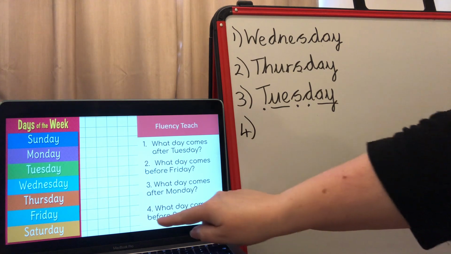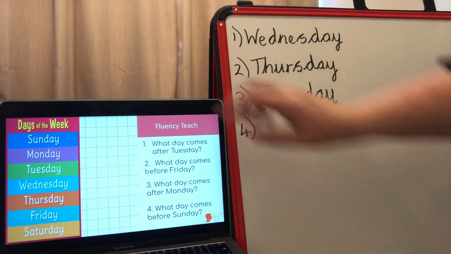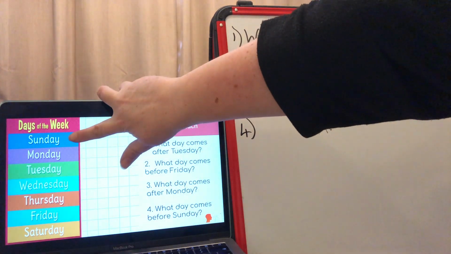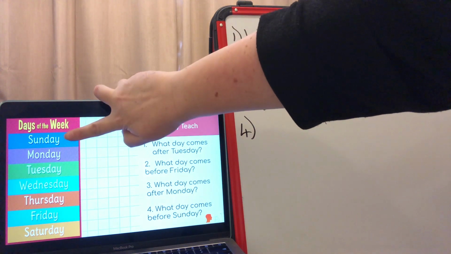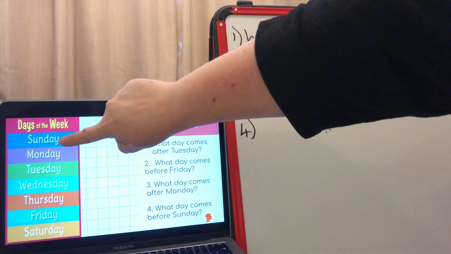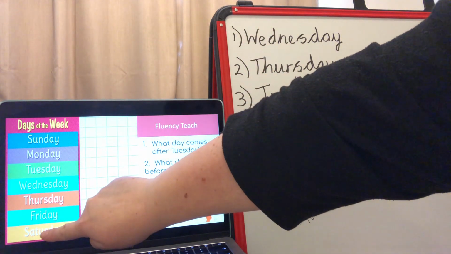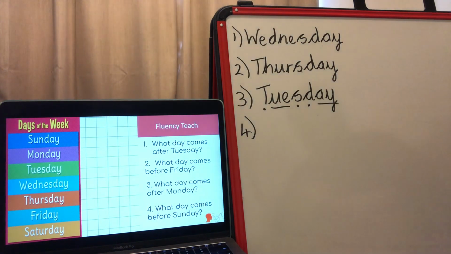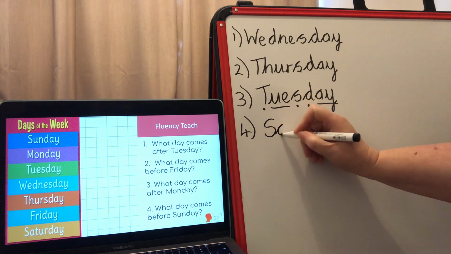And question 4. What day comes before Sunday? Before Sunday. Can you find Sunday on the chart? It's at the top, isn't it? So how can we go up a day to find the one before? Well, the answer is we're going up, we go all the way down to the bottom again and start again. So it's Saturday. The day before Sunday is Saturday.